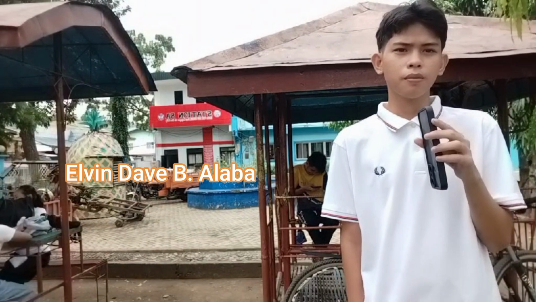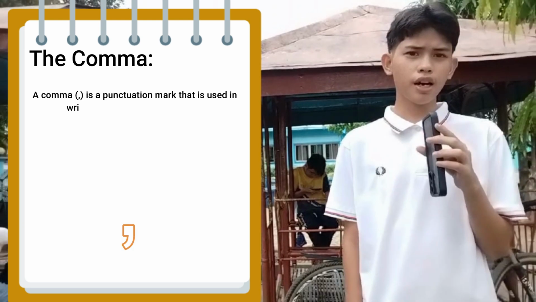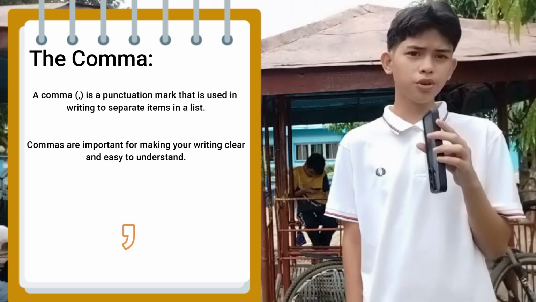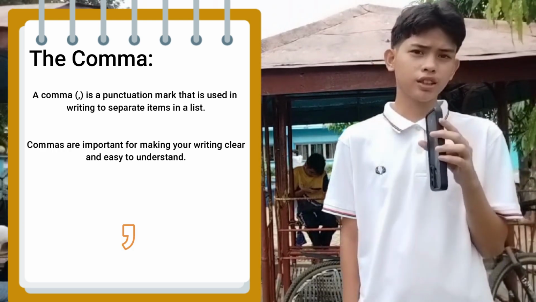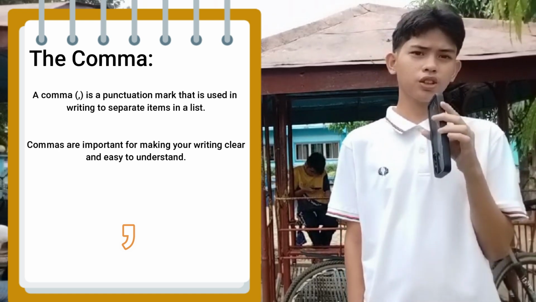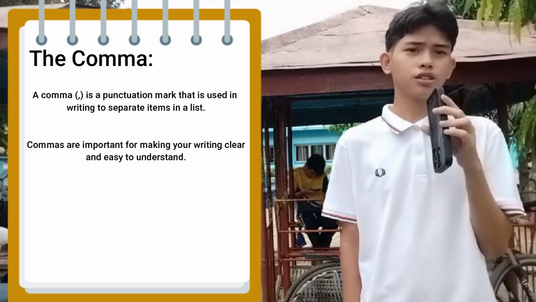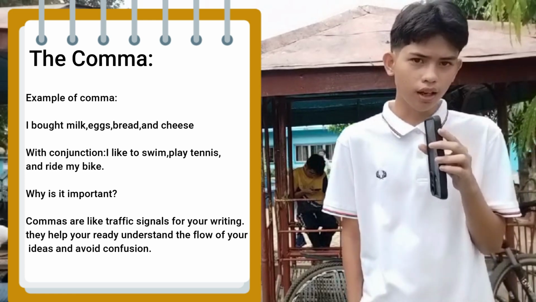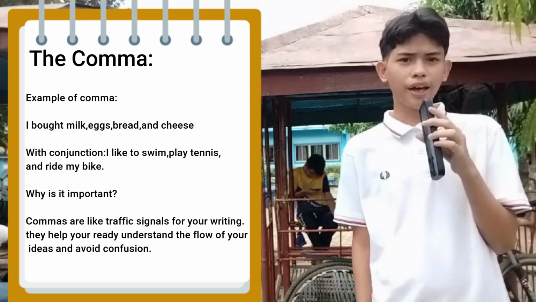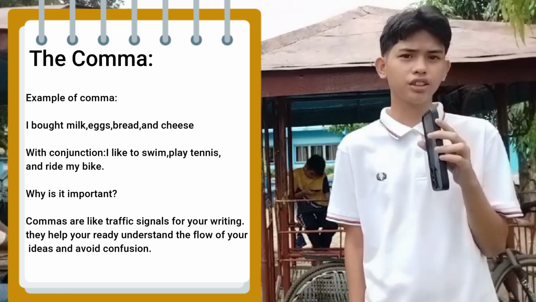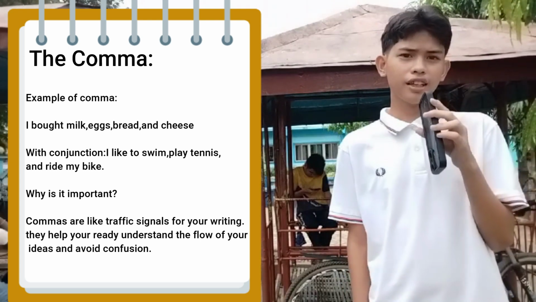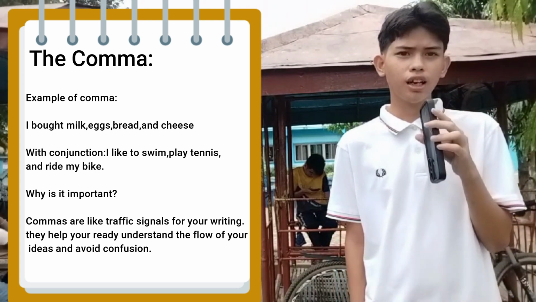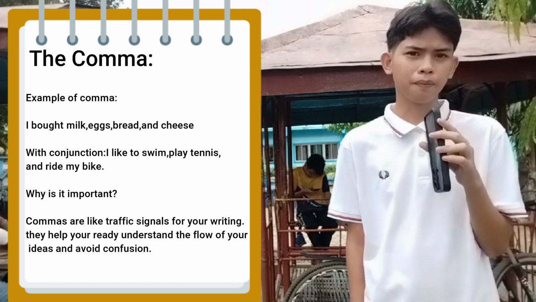My name is Elvin Dave Dialaba. My topic is, what is the meaning of comma? A comma is a punctuation mark used in writing to separate items in a list. Commas are important for making your writing clear and easy to understand. Example of comma: I bought milk, eggs, bread, and cheese. Milk, eggs, bread, and cheese are separated items.